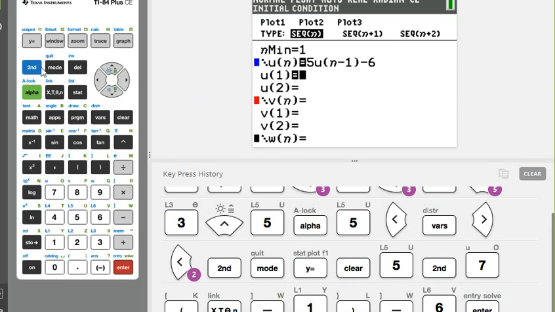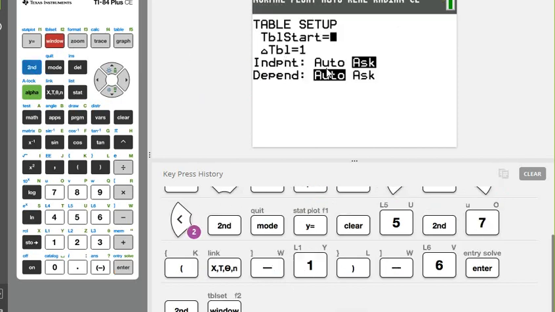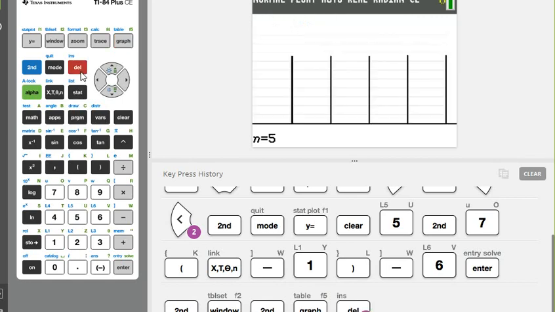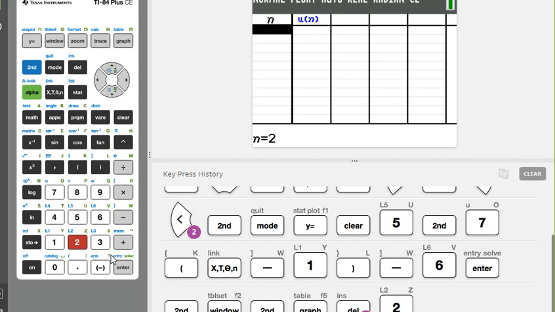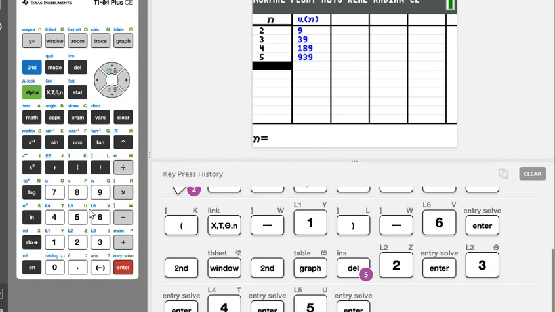From here, you can go up to your tables. Now hopefully you still have your table set up the right way. Independent set to ask, dependent set to auto. But when you go up to the tables, let's just delete a bunch of these old values and start from scratch. We already know the first one, so we can get the second one. Second one's a 9. Third one, 39. Fourth, fifth, sixth, and they're starting to get kind of big, but that's okay.